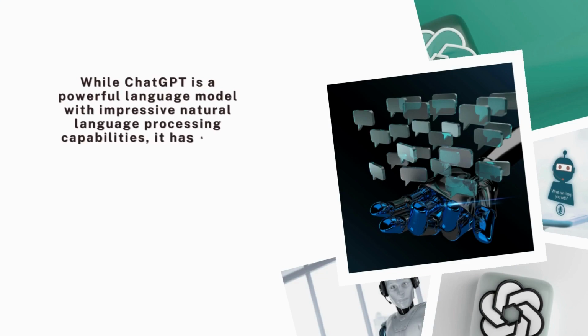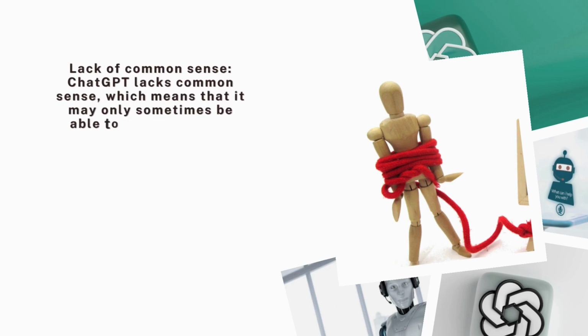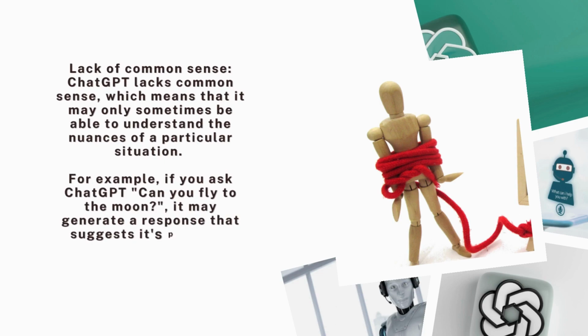While ChatGPT is a powerful language model with impressive natural language processing capabilities, it has some limitations that should be understood. Here are some examples of the limitations of ChatGPT. Lack of common sense. ChatGPT lacks common sense, which means that it may not always be able to understand the nuances of a particular situation. For example, if you ask ChatGPT, "Can you fly to the moon?" it may generate a response that suggests it's possible, even though it's not.